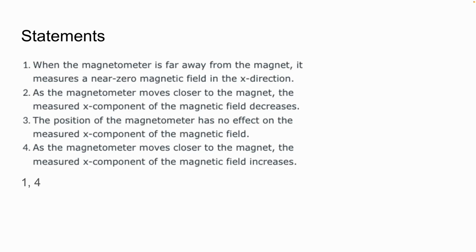In the experiment, we were given four statements that we were to confirm were true or false depending on our observations. In my observations, only statements 1 and 4 were true. 1. When the magnetometer is far away from the magnet, it measures a near zero magnetic field in the x direction. This was true in my observation because we calibrated our magnetometer in accordance with the north magnetic field of Earth. 4. As the magnetometer moves closer to the magnet, the measured x component of the magnetic field increases. The x component of the magnetic field increases because the force of the magnet is inversely proportional to the distance between the observation location and the magnet.